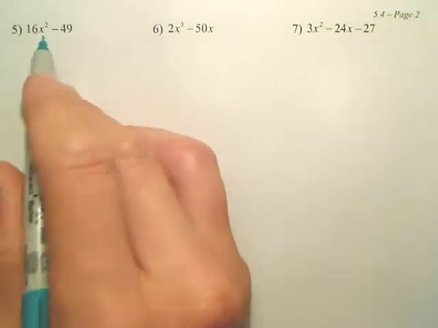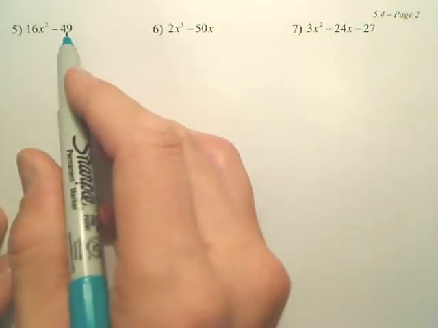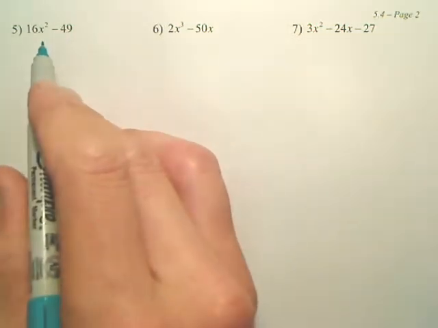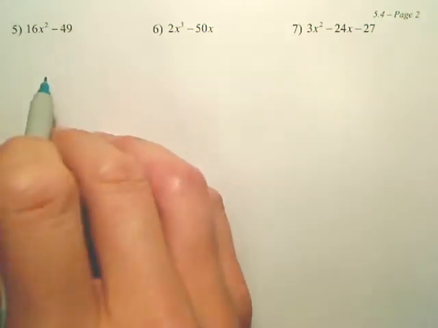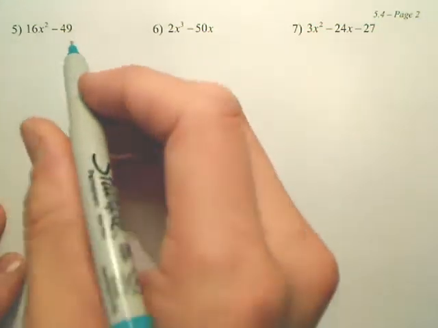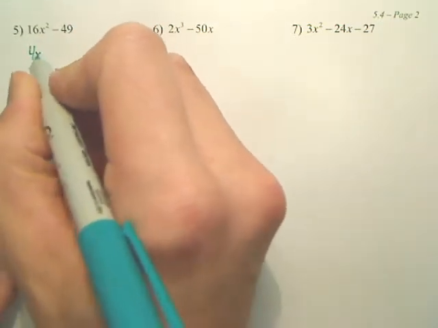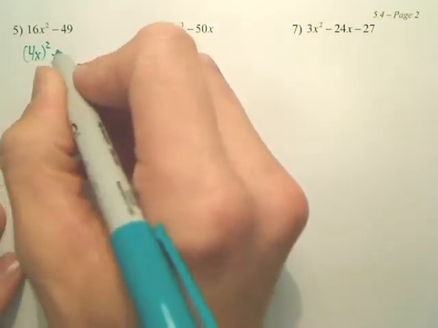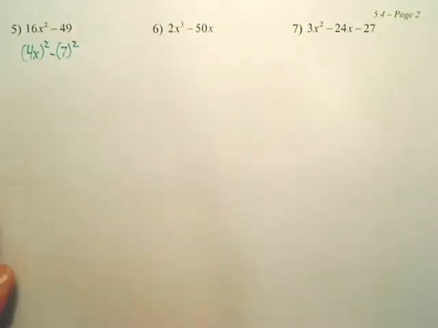We're going to factor this. And this is a difference of squares. The only way to factor when it's a two-term expression, called a binomial (bi means two), is if it's a difference of squares. What you need to notice is that this is 4x squared, and that this is 7 squared.